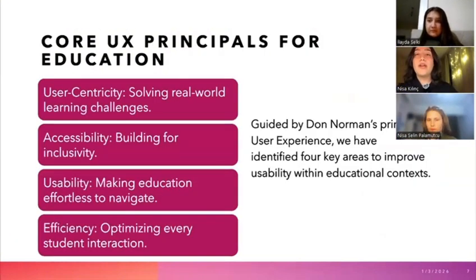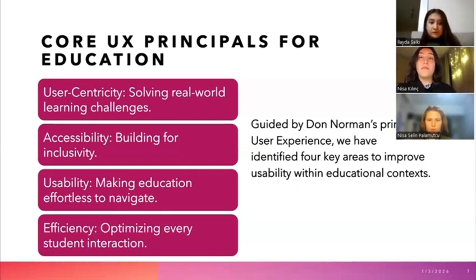So, core UX principles for education, guided by the industrial legend Don Norman. In education, UX is about how the learner interacts with the system mentally and emotionally. We focus on four key areas. One of them is visibility of system status. The learner should always know where they are in a course. For example, maybe progress bars, they can see it.